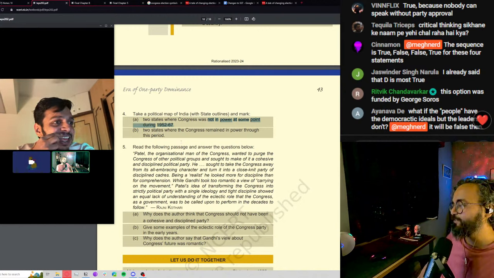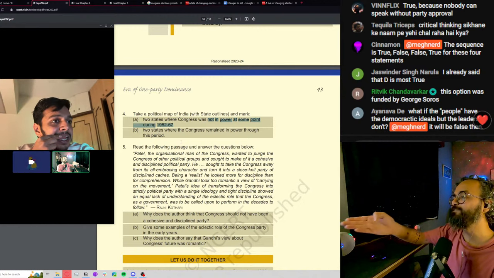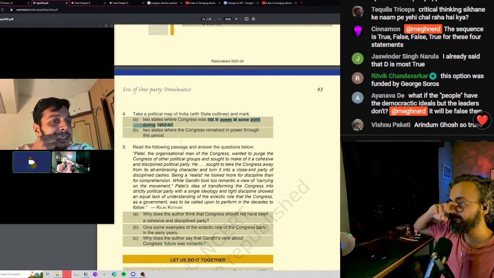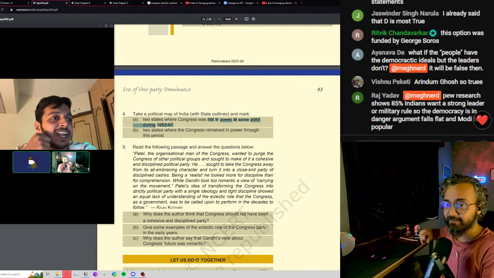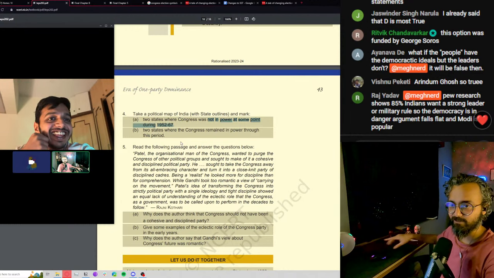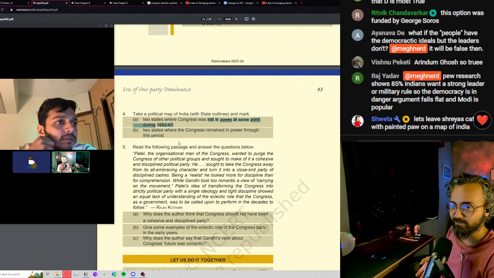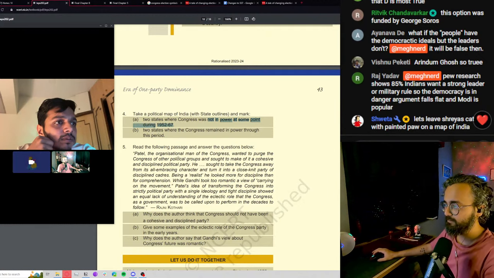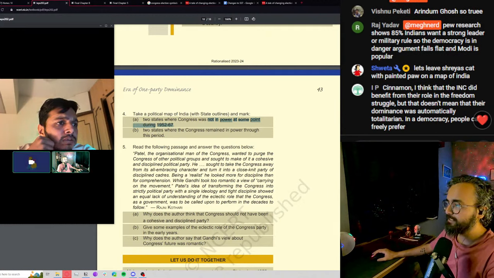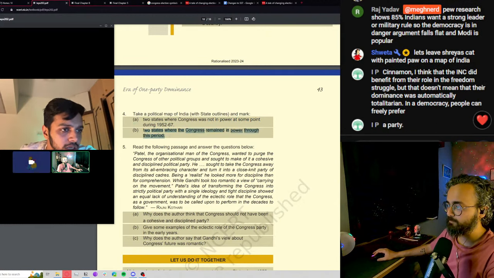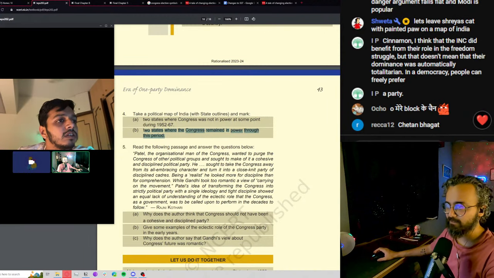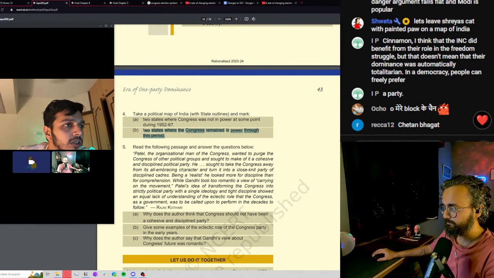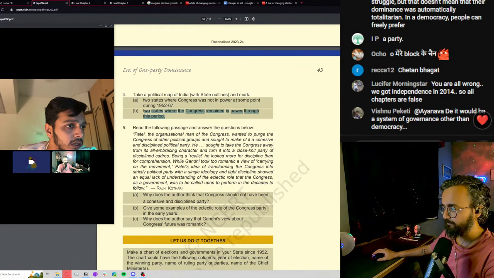Two states where Congress was not in power. Two states to mil gaya, Kashmir and Kerala. That's it. That's the two states. Yeah. Oh, also like Dad, Meghna is proud of getting the answer right. Northeastern states also. Like there was a Northeast territory completely which was devoid of Congress rule. Two states where Congress remained in power through this period. Correct. Uttar Pradesh. Frontier, yeah, correct. Uttar Pradesh is the answer to the second one. Right. Okay.